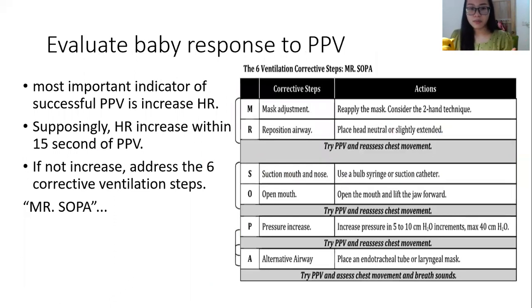By right, the baby will have increased heart rate after 15 seconds of PPV. If there's no increase, then we have to address the ventilation corrective steps, which is the MR. SOPA. So you guys can read on your own. There are a few reasons that can cause inadequate ventilation. For example, there's an airway obstruction or there's a leakage from the mask.